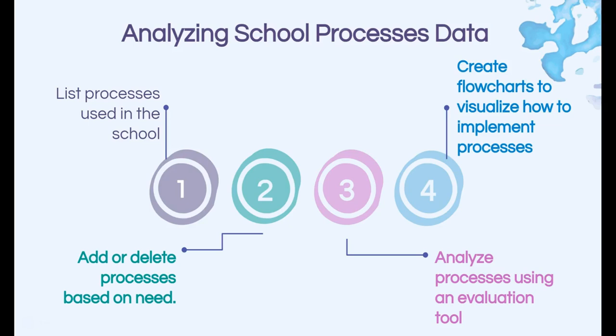Questions may include things like, what is the purpose of this process? Who is it intended to serve, or who is it not serving? How do we implement it with fidelity and integrity? To what degree is it being implemented? How do we measure the results? And finally, a school should create flow charts for each process. This allows everyone to agree upon the steps and fully understand how the process should be implemented to ensure fidelity.